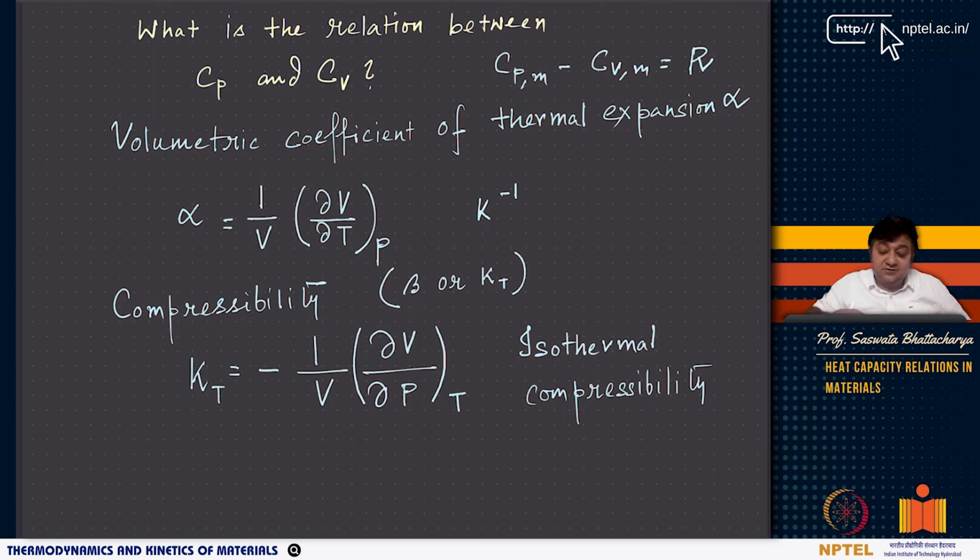And again, as I told you, as you increase pressure, volume decreases, right? So there is obviously a negative sign that we want to put in here. So it becomes minus 1 by V del V del P at constant T. Now these are two more measurable quantities.